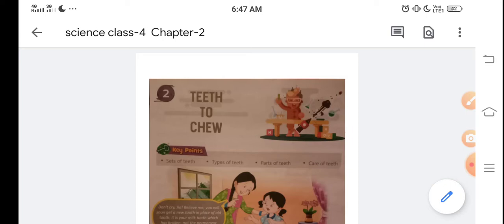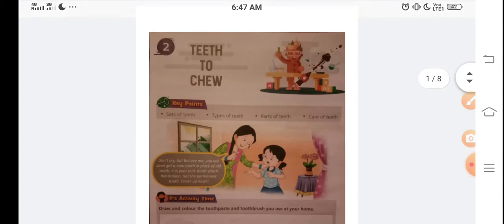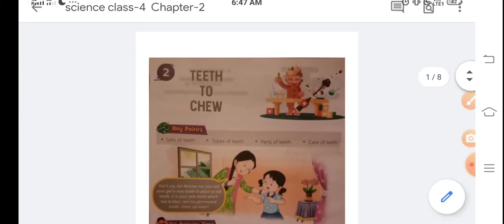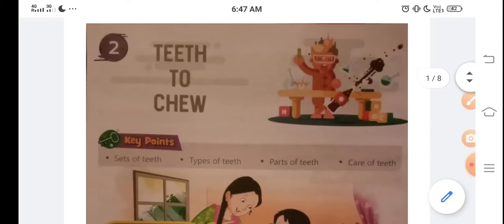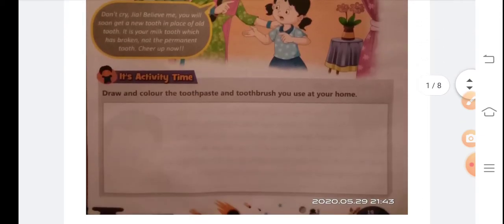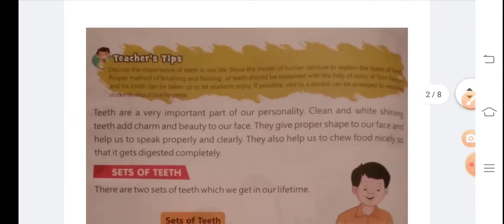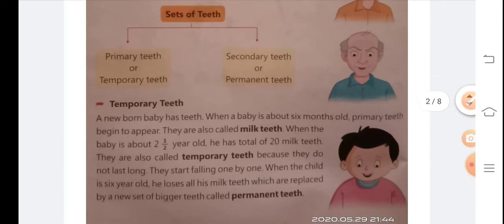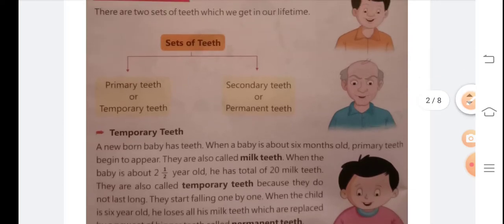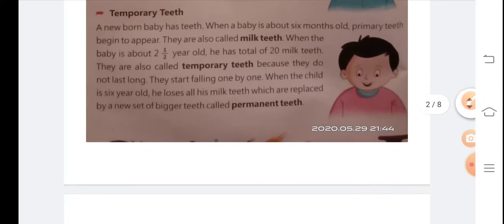My dear students, today I am going to teach you Science Class 4th, Chapter 2, Part Lecture 2. Before class we discussed our teeth to chew, how many types of teeth there are and which type does which work. Today we will discuss sets of teeth. There are two sets of teeth: primary teeth and secondary teeth. Primary teeth are also called temporary teeth, and secondary teeth are also called permanent teeth.